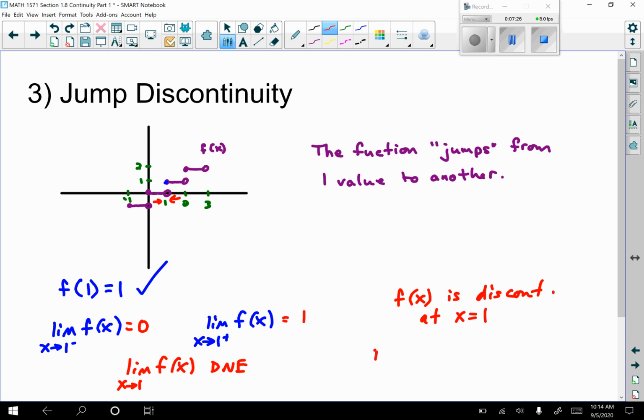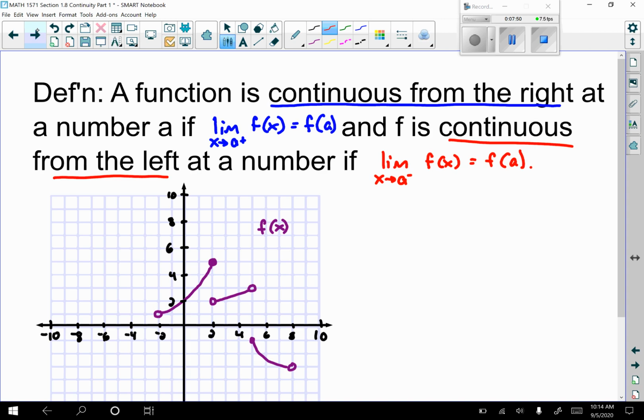But it's also discontinuous at x equals, if this continued, -2, -1, 0, 1, 2, and so on in both directions. So at all values x, where x is an integer, it's going to be discontinuous because the limit would not exist. But most of the time, I'm just going to ask you for a specific x value. All right, again, pause the video, copy down this definition.